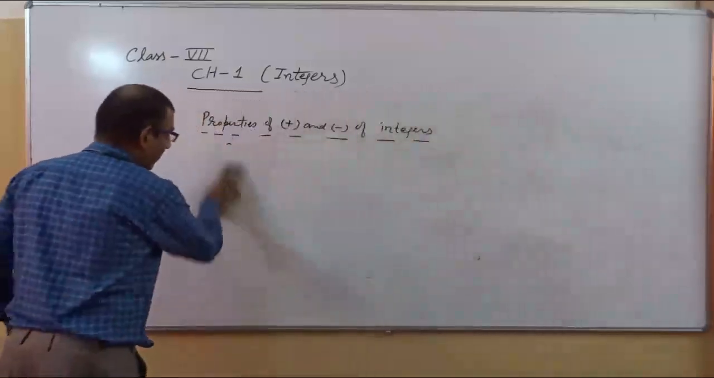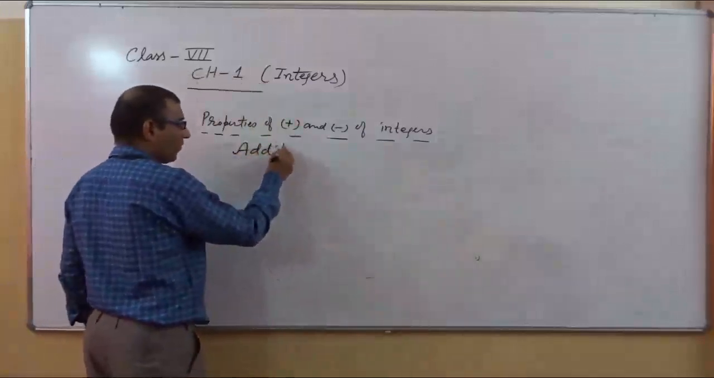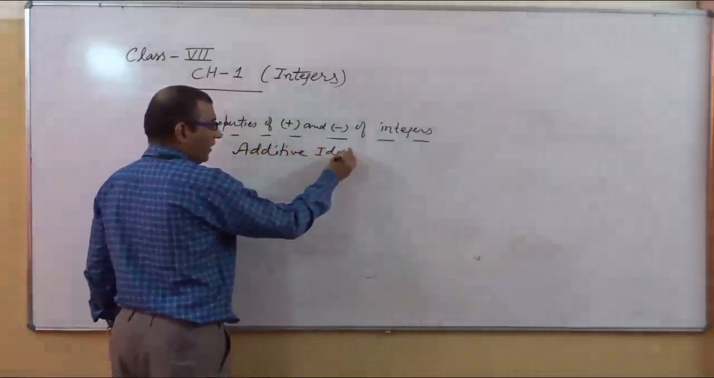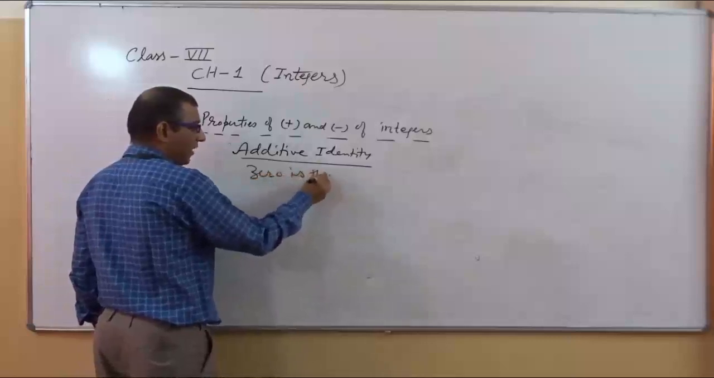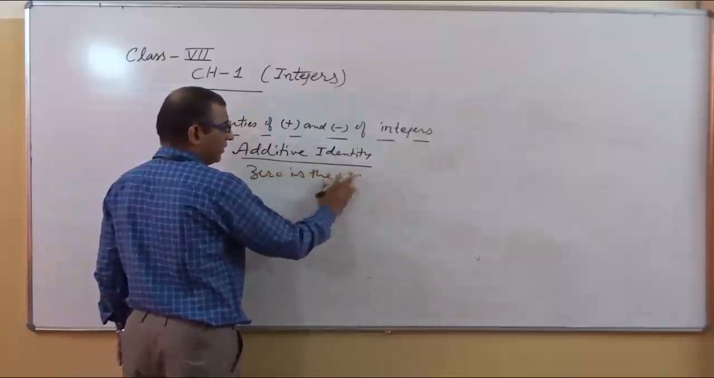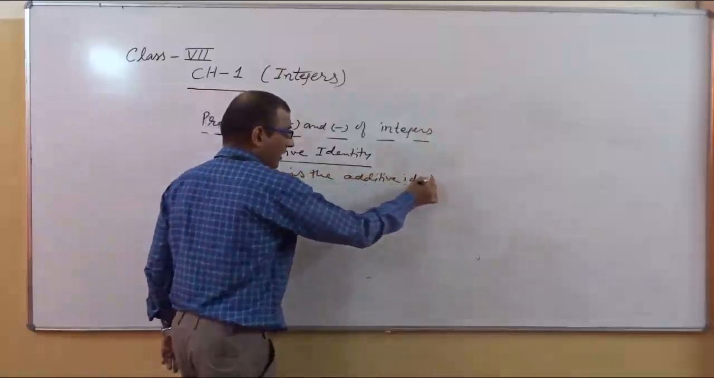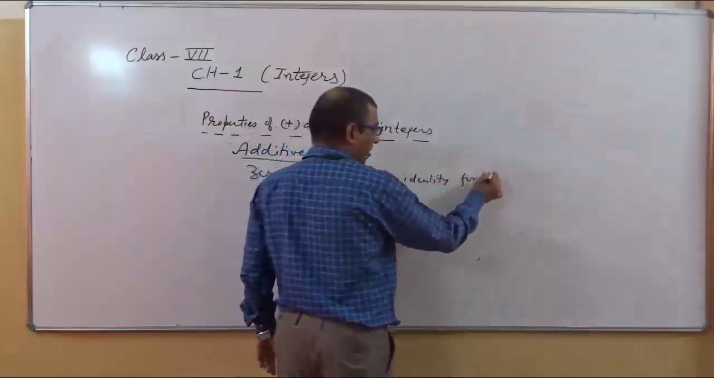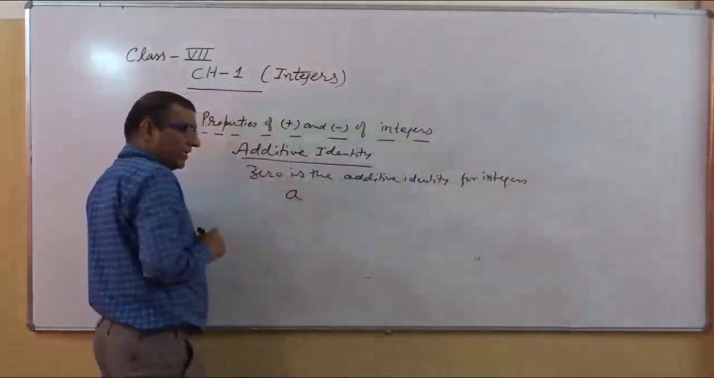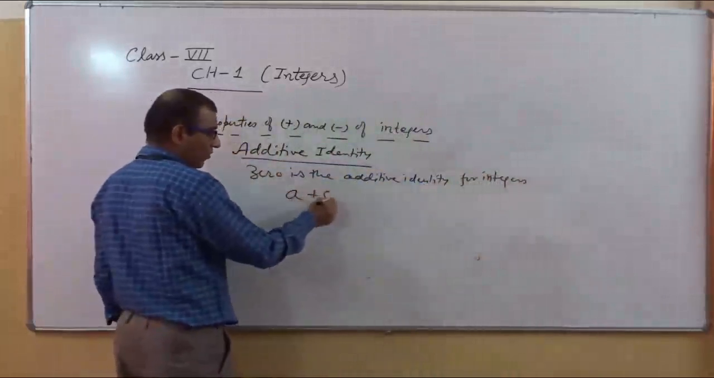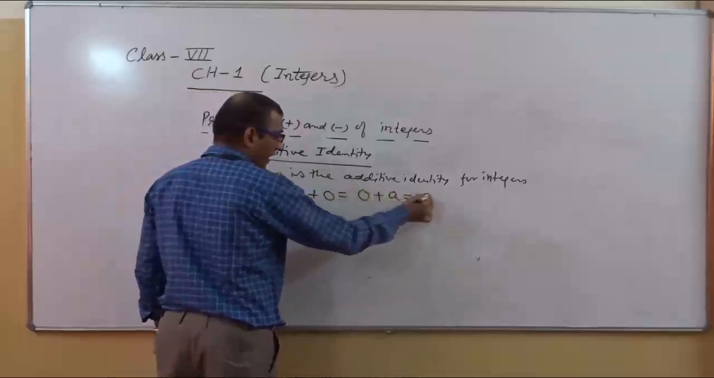So what is the meaning of additive identity? We can say 0 is the additive identity for integers. For example, if we take one integer a and add 0, or you can say if we add a to 0, so ultimately we will get a.